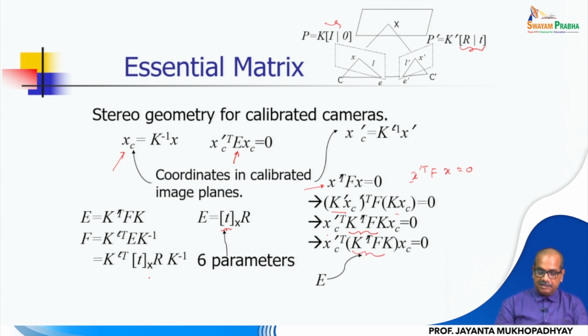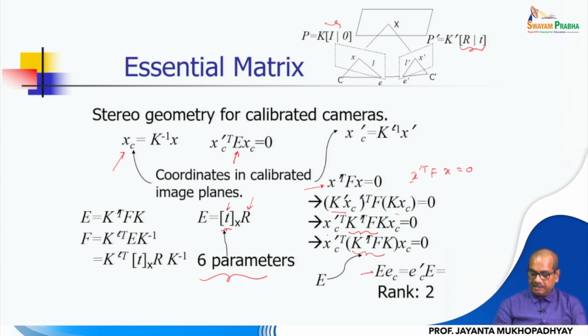And how many parameters can you see here itself? T is of 3 parameters, R is of 3 parameters. So there are only 6 independent parameters. Earlier we have seen that the fundamental matrix has 7 independent parameters. But on the other hand, the essential matrix has 6 independent parameters.